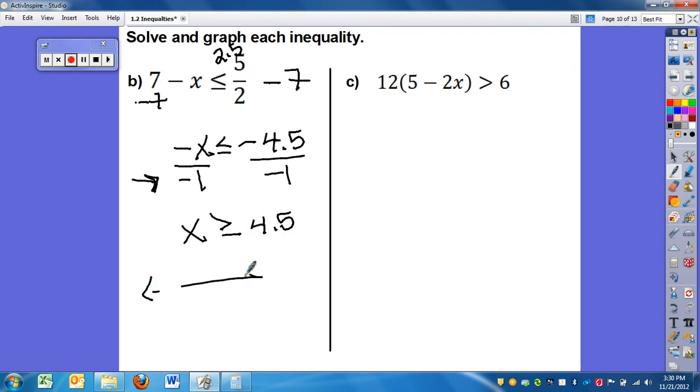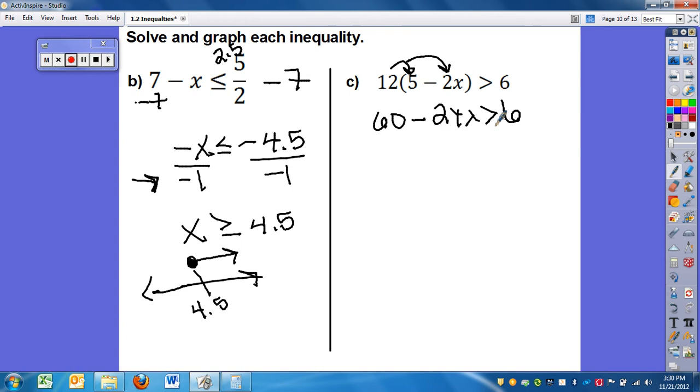So graphing it, do 4.5, close circle because we're now equal to, and we are going to go greater than. C, we see a parentheses, so we're going to distribute. We get 60 minus 24x is greater than 6.